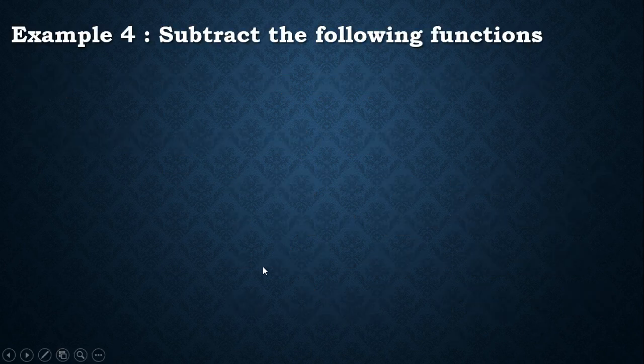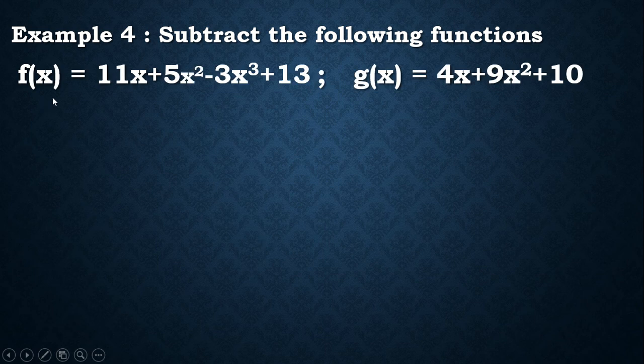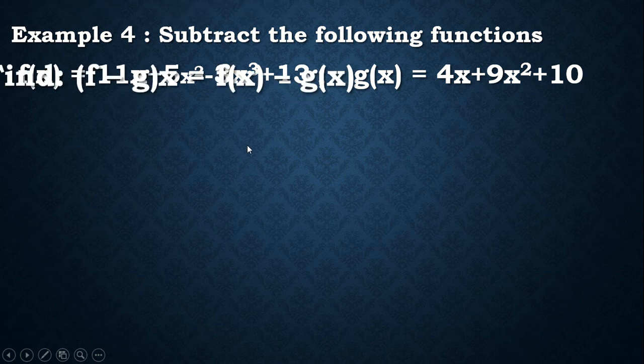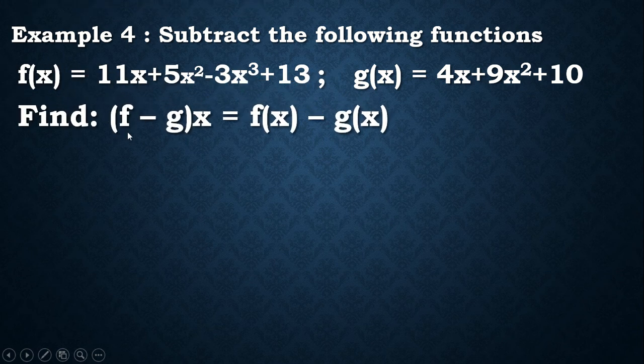Example number 4. Subtract the following functions. f of x is equal to 11x plus 5x squared minus 3x cubed plus 13. g of x is equal to 4x plus 9x squared plus 10. Definitely, they are both not arranged in descending order. And then we have to find the quantity of f minus g of x that is also equal to f of x minus g of x.